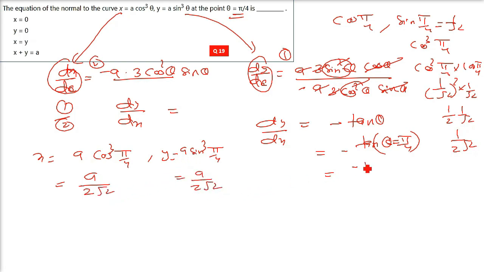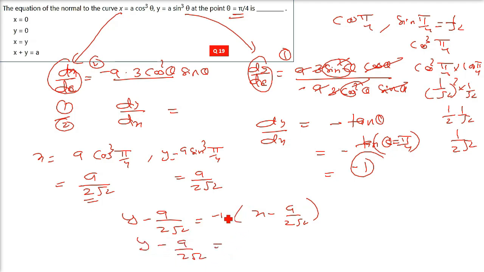Now y minus y1 equals m into x minus x1. M is minus 1. X minus a by 2 root 2. But the problem here is I have committed a mistake. Can you find out what is the mistake? This is the equation of the tangent. Okay. But see the question again.